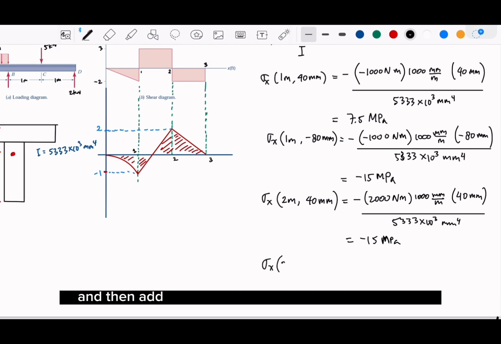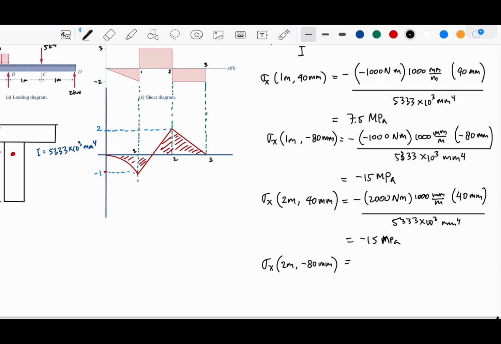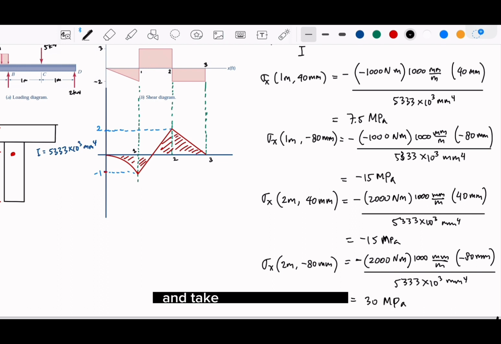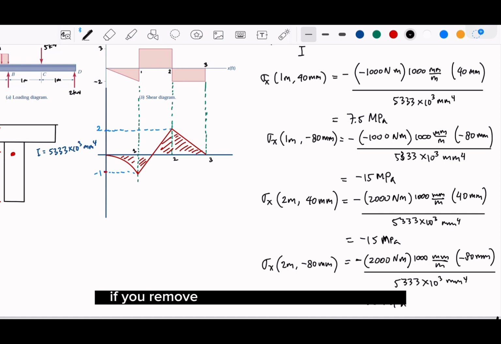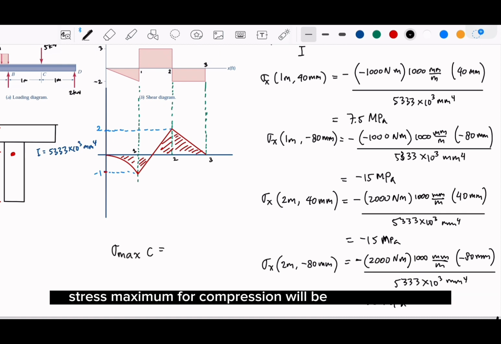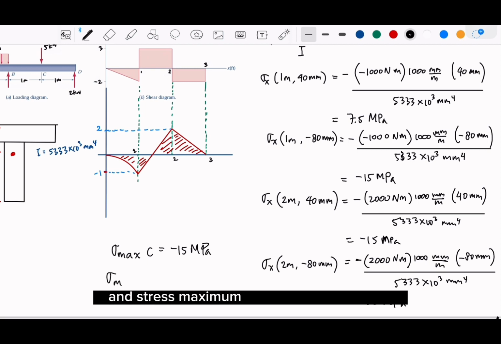And then at 2 meter, but then at the negative 80, this is 2000. And we get that this will be 30 megapascal. And take the maximum one. If you remove the negative or positive signs, we get 30 and 15. Okay. And for the negative, that will be the compression. So that's the way to remember. If you get the negative, that will be for compression. So the stress maximum for compression will be negative 15, and stress maximum for tension will be 30.